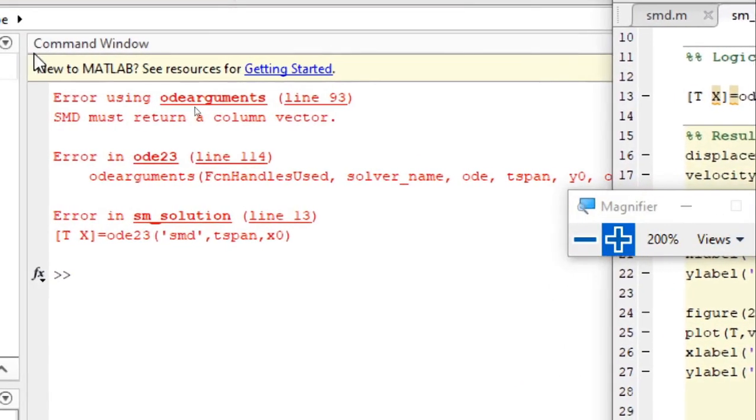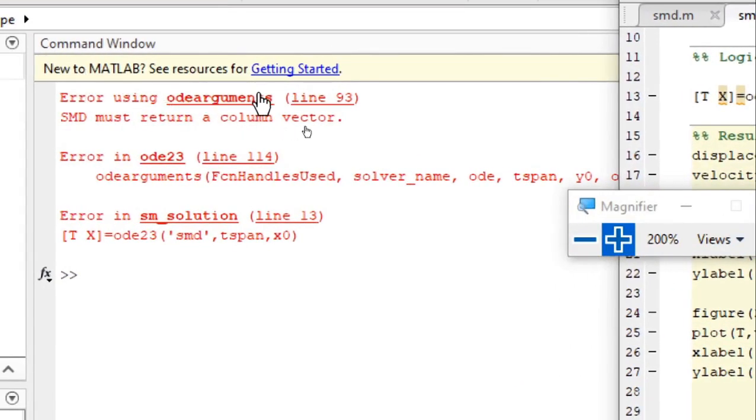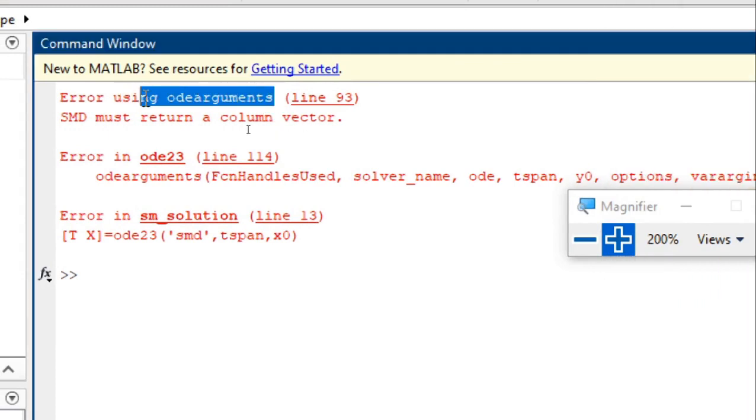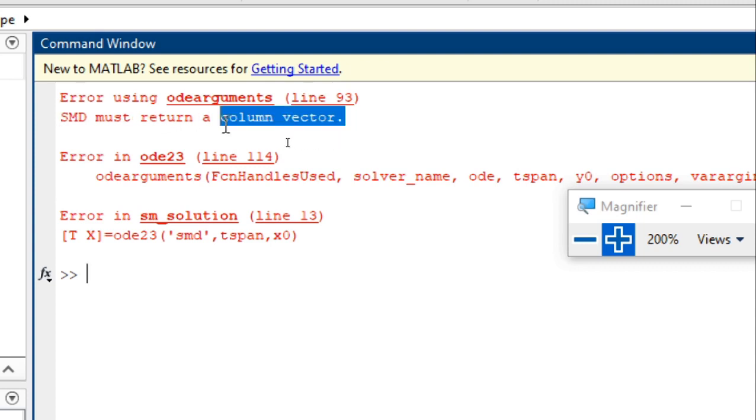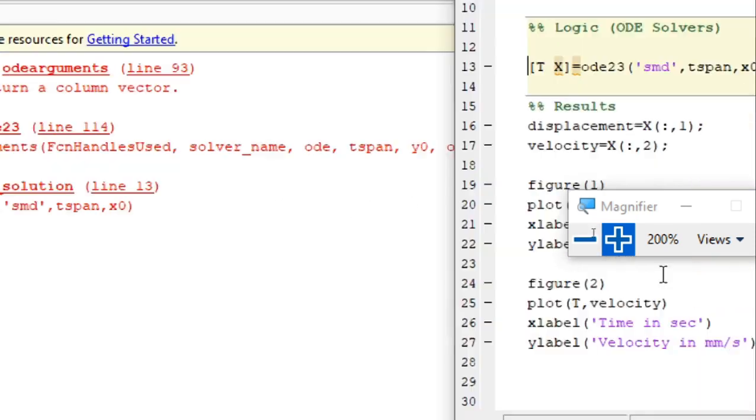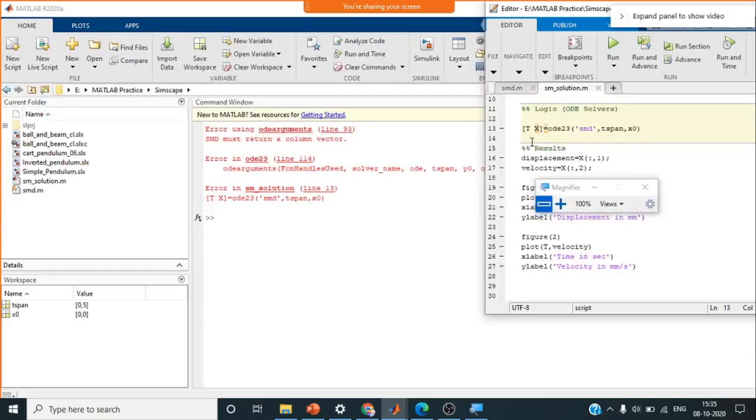This error is an error using the argument, in a function we have not created, on line number 13. What is the error? SMD is our function which we created, and it must return a column vector. It may be returning a row vector which it can't handle. That's why it is showing this error. So what is to be done? You need to go to the location where this SMD function was supplied.